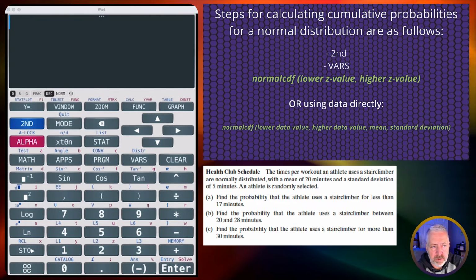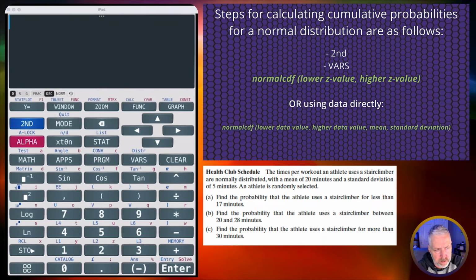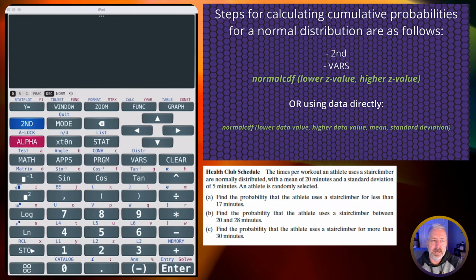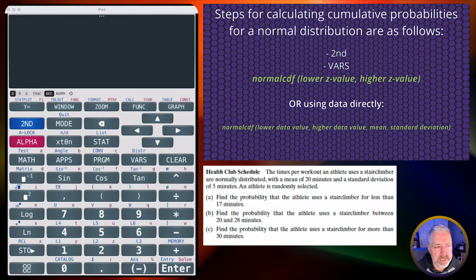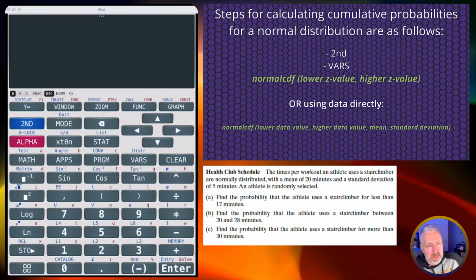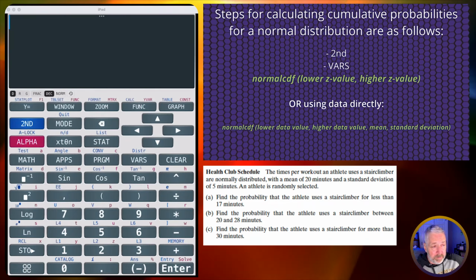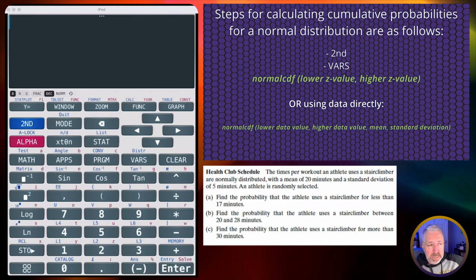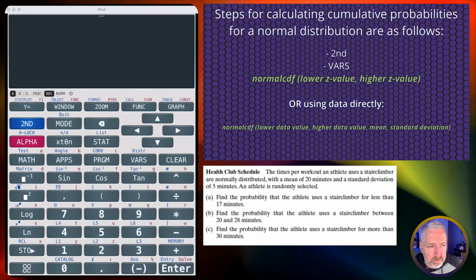So health club schedule. The times per workout an athlete uses a stair climber are normally distributed with a mean of 20 minutes and a standard deviation of 5 minutes. An athlete is randomly selected. Find the probability that the athlete uses a stair climber for less than 17 minutes. So we're going from negative infinity to 17. In z-score wise, we're going from negative 10 to whatever 17 transforms to as a z-score. Okay, so verbally keep that in mind. You should be able to follow along with this.